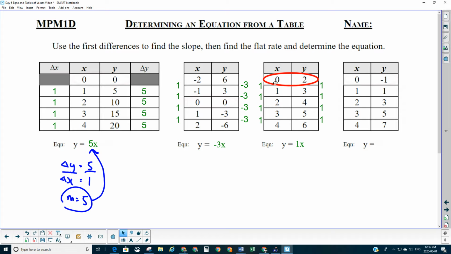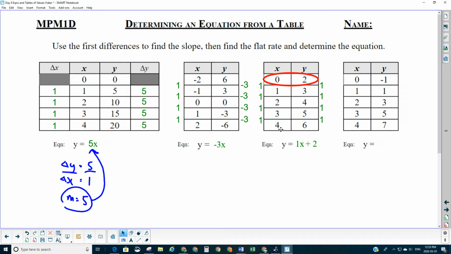So look at this scenario. 0 actually starts at 2. So you're beginning with a flat rate. You're beginning with a number. So for example, maybe it costs $2 to get into the fair and then $1 after that. Okay, so that means this equation has to have an adjustment to it. The 1x isn't good enough. We also have to add 2. And that makes sense. Now, y equals 1x plus 2.